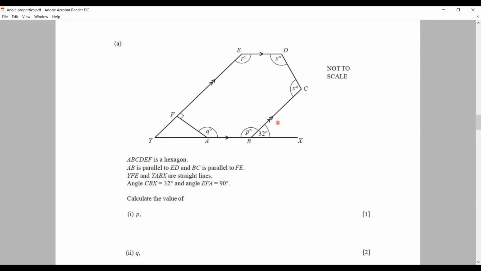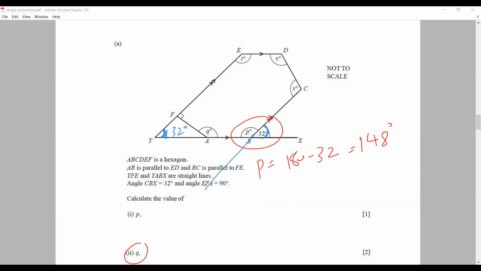That's the easiest one. You can find that right away because the angles around a point on a straight line should add up to 180. So 180 minus 32, that is P, which is 148. As simple as that. Then moving on to Q, I will mark this angle Y, and the value for angle Y should be 32 because these two are corresponding angles.